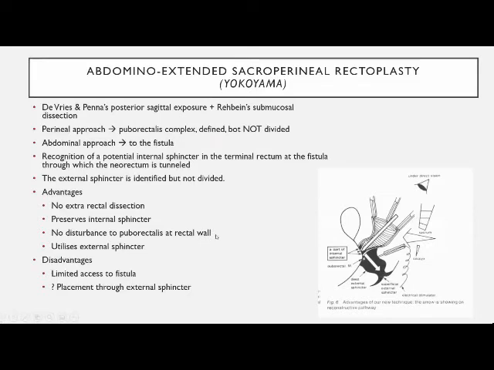The advantages are that again there is no extra rectal dissection, and it preserves the internal sphincter. The puborectalis is not disturbed, and it utilizes the external sphincter as explained by the PSARP concept. The disadvantages are that it limits access to the fistula, and placement through the external sphincter again is not very accurate.